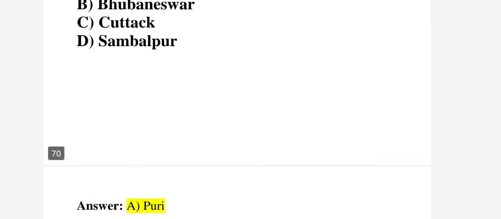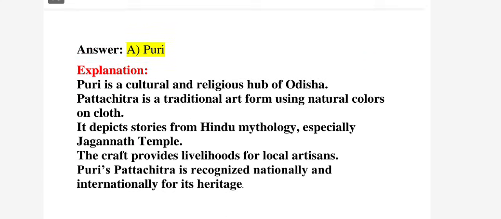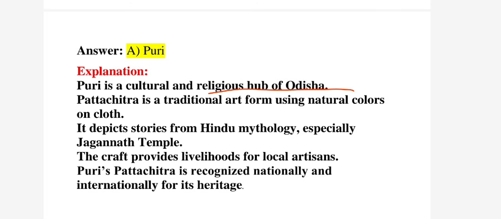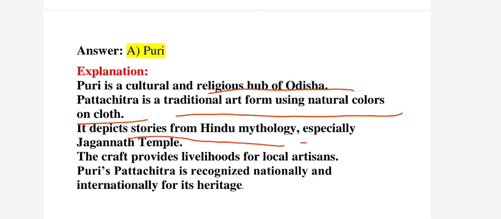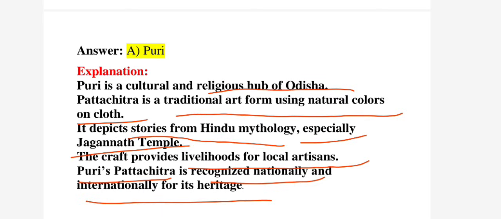Okay, if you go through the description, Puri is a cultural and religious hub of Odisha. Pattachitra is a traditional art form using natural colors on cloth. Okay, what is the meaning of Pattachitra? It is made using natural colors on cloth and it depicts stories of Hindu mythology, especially the Jagannath temple. The craft provides livelihoods for local artisans. Puri Pattachitra is recognized nationally and internationally for its heritage. So this is a very, very important question about Pattachitra, and in many exams this question has been asked. I have personally experienced it.